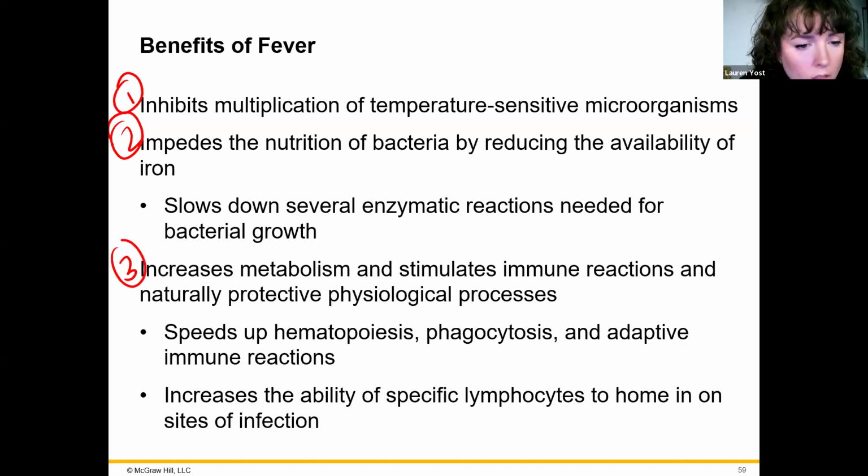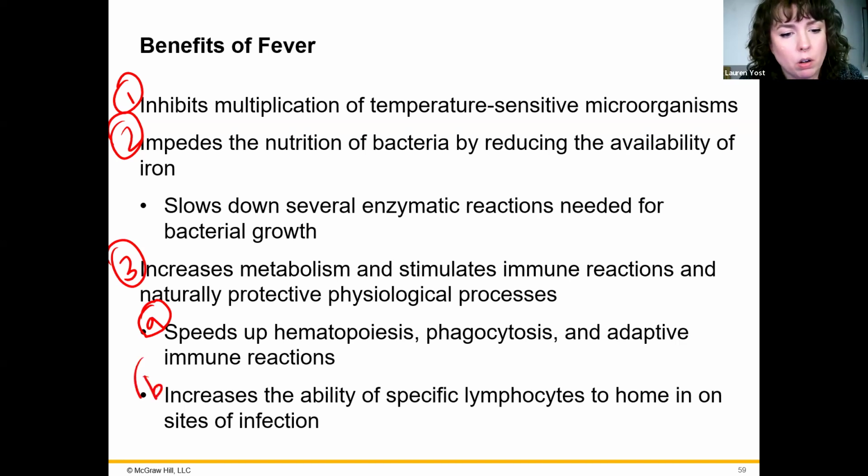Three, it increases metabolism and stimulates the immune reactions. Basically getting everybody active and helping everything along faster. So, for example, it speeds up hematopoiesis, so making the new cells, phagocytosis, eating up the bad guys and breaking them down, and then adaptive immune reactions, so your B's and T's.